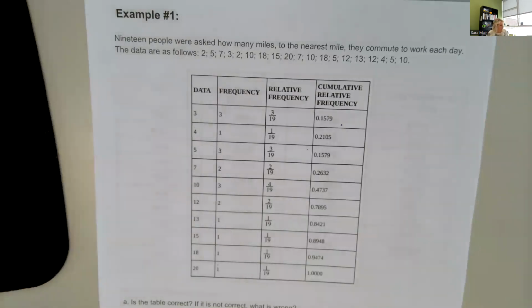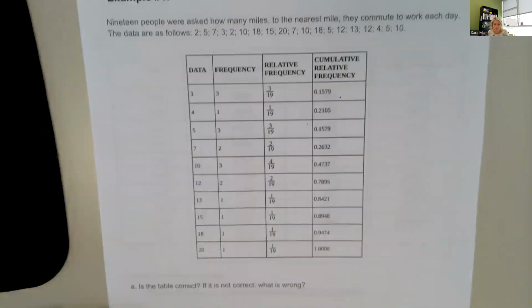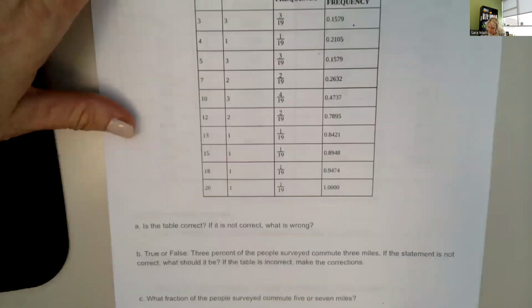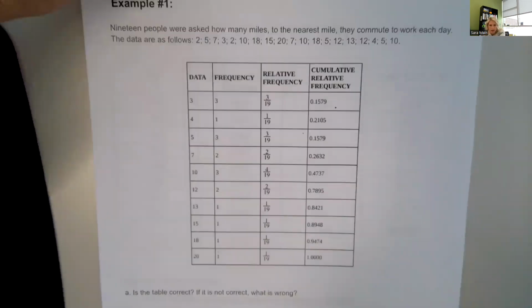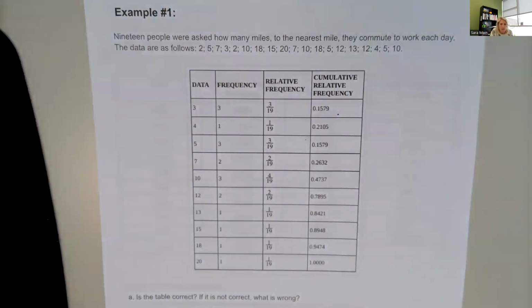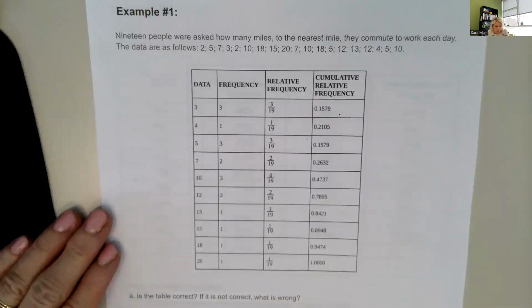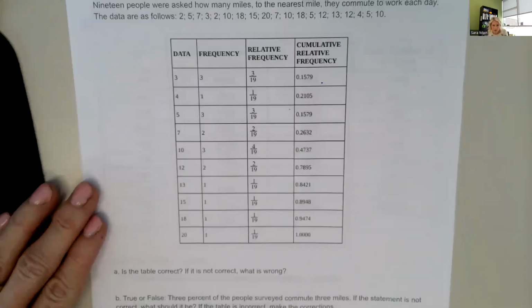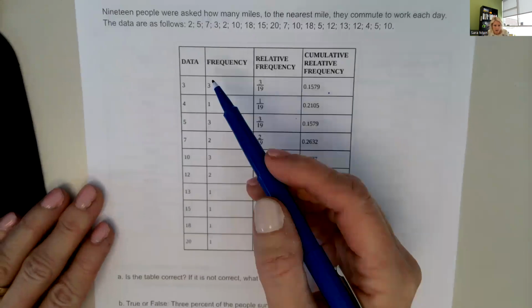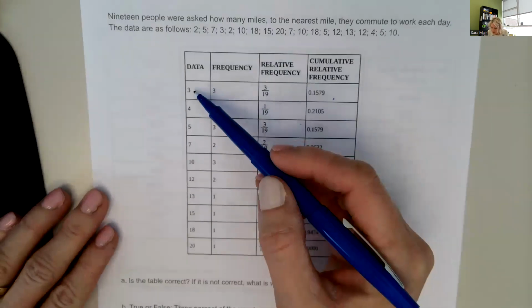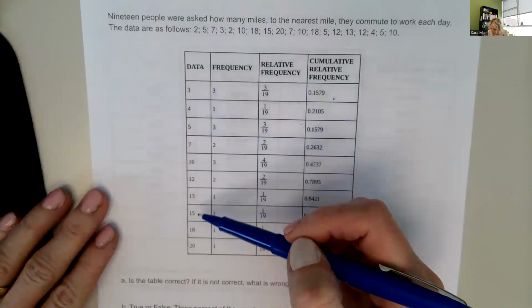Okay. So my official example one says 19 people were asked how many miles they commute to work each day. The data are as follows. I have them listed there, and then we have this table here. So here is the data, possible values from 3 miles all the way up through 20.